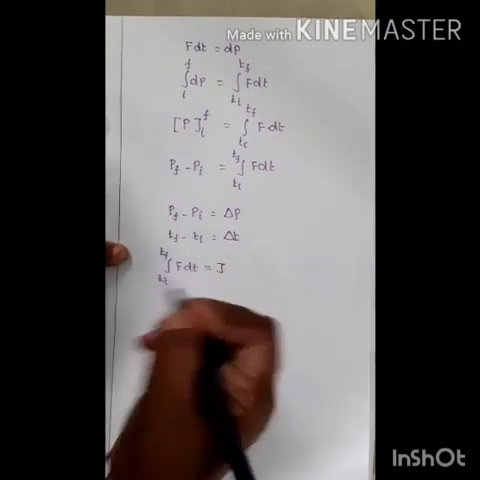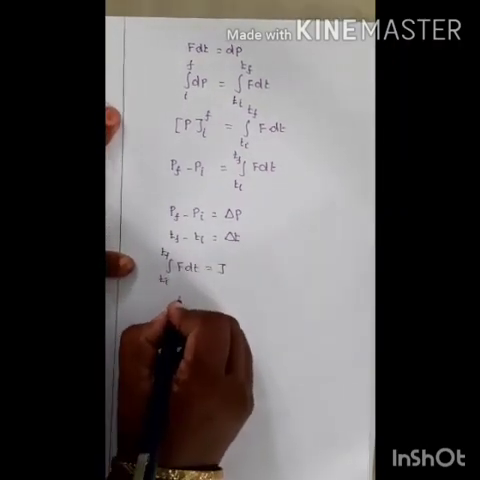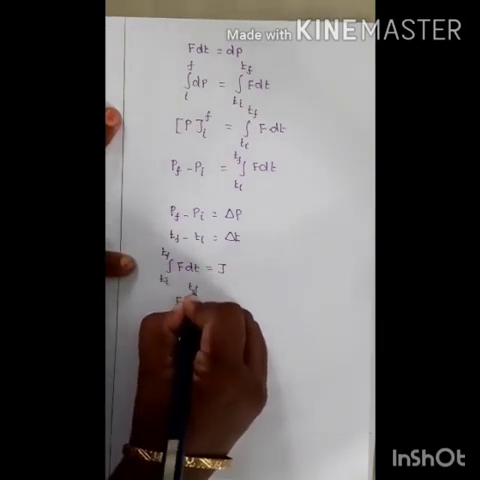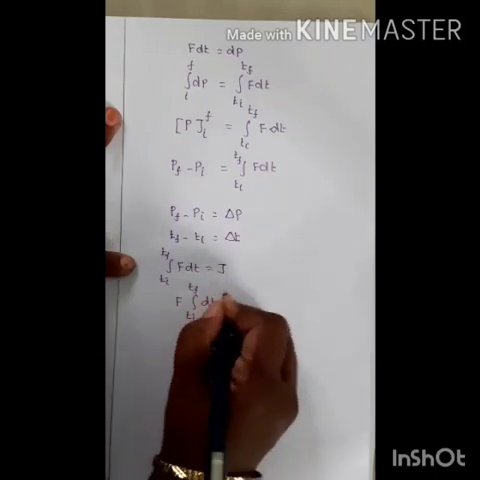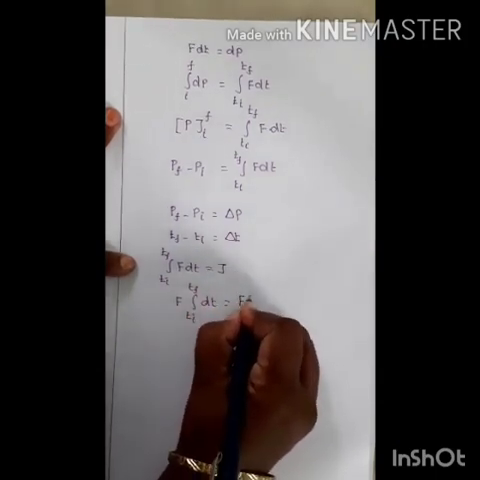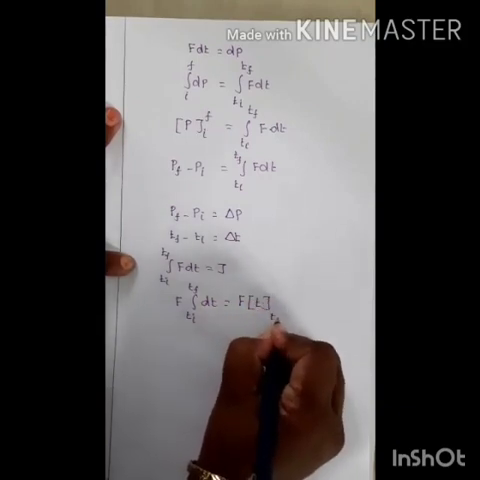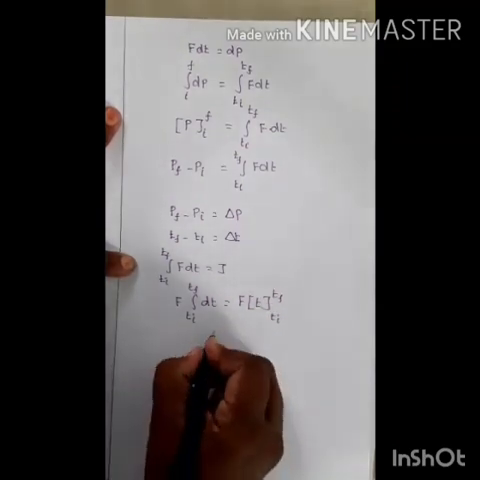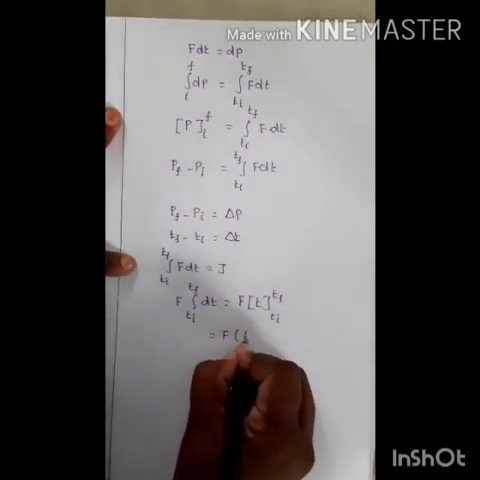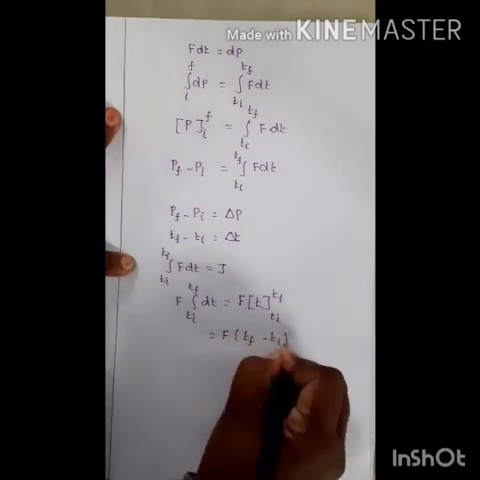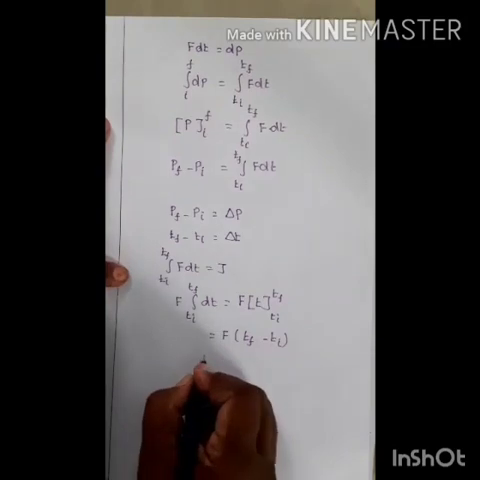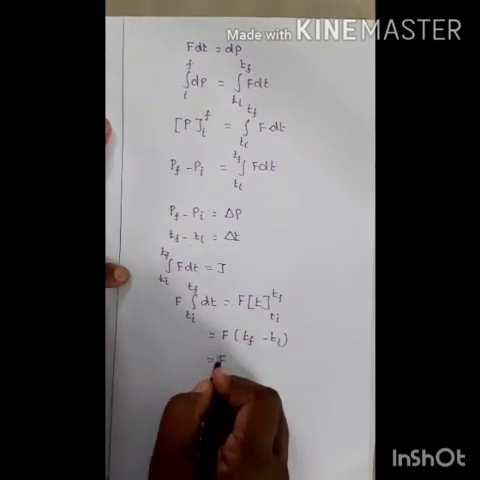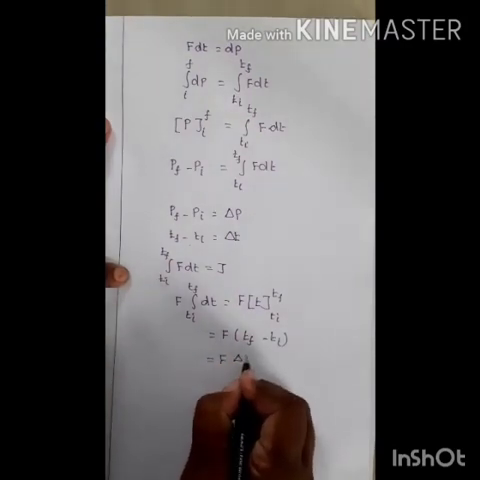If the force is constant, we integrate this equation, taking the constant force outside. The integral of dt from t_i to t_f gives t, with the limits t_i and t_f. Applying the upper limit minus the lower limit, this becomes t_f minus t_i. We know that t_f minus t_i is the change in time interval. Therefore, F into delta t.